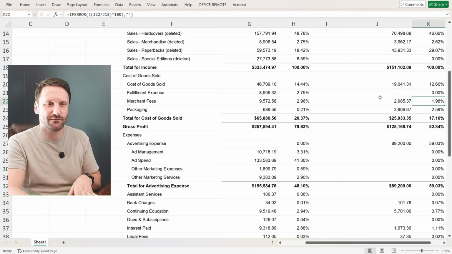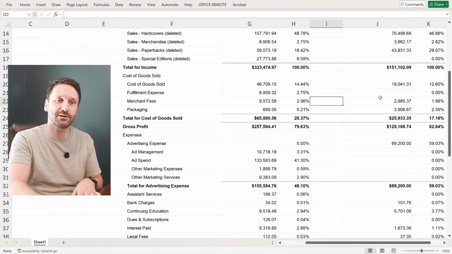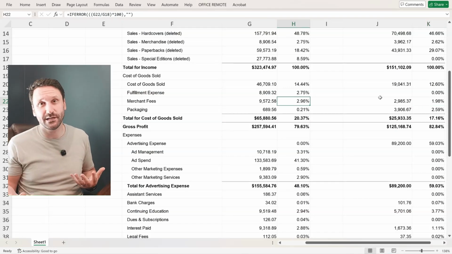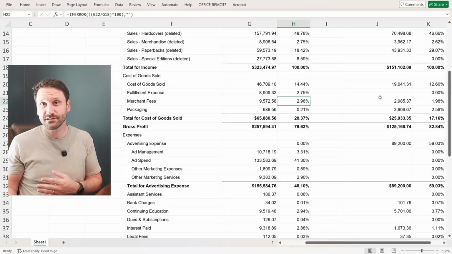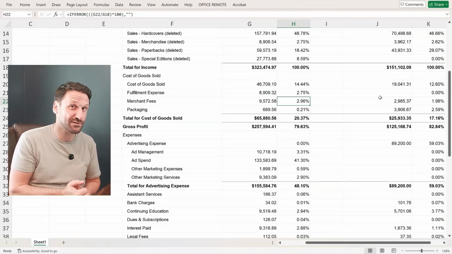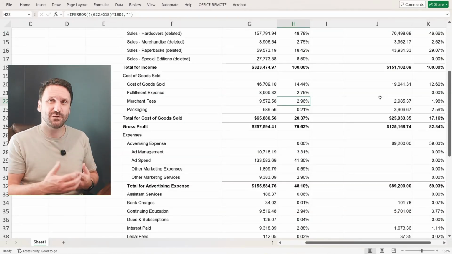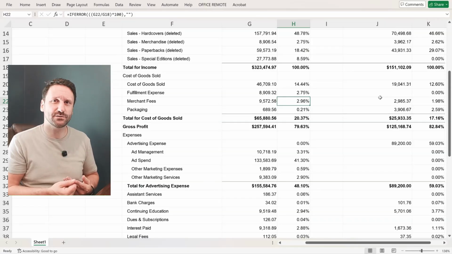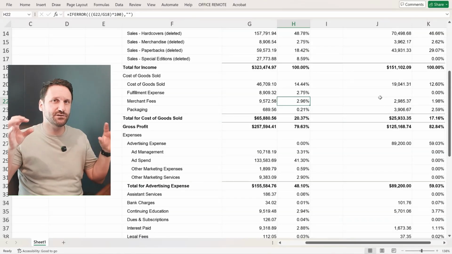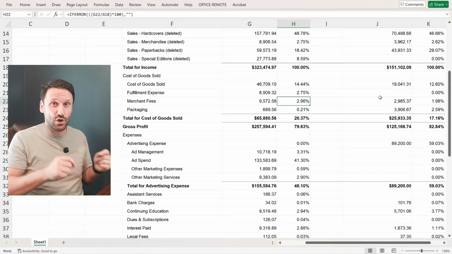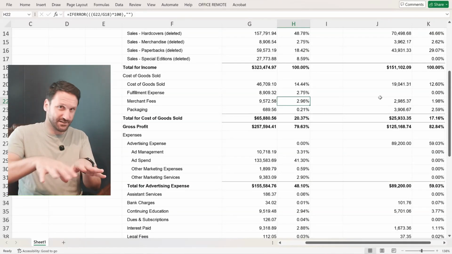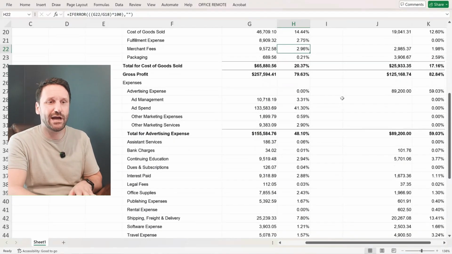Why did my merchant fees go from 2% to 3%? Maybe that's something worth looking into. Did I change processors? And if I did not change the payment processor, then why did the fees increase so much? And so your profit and loss gives you those red flags to know where you should be looking for more information. Let's keep going.